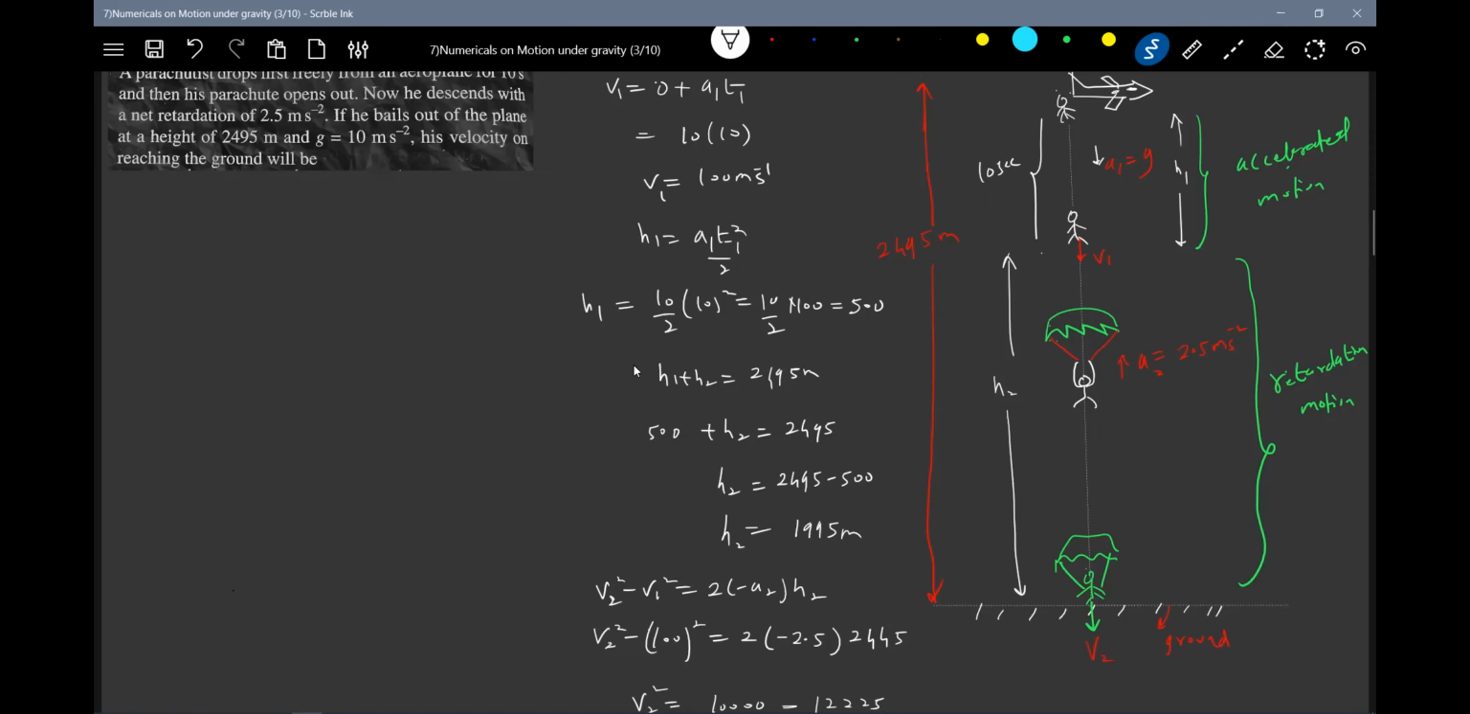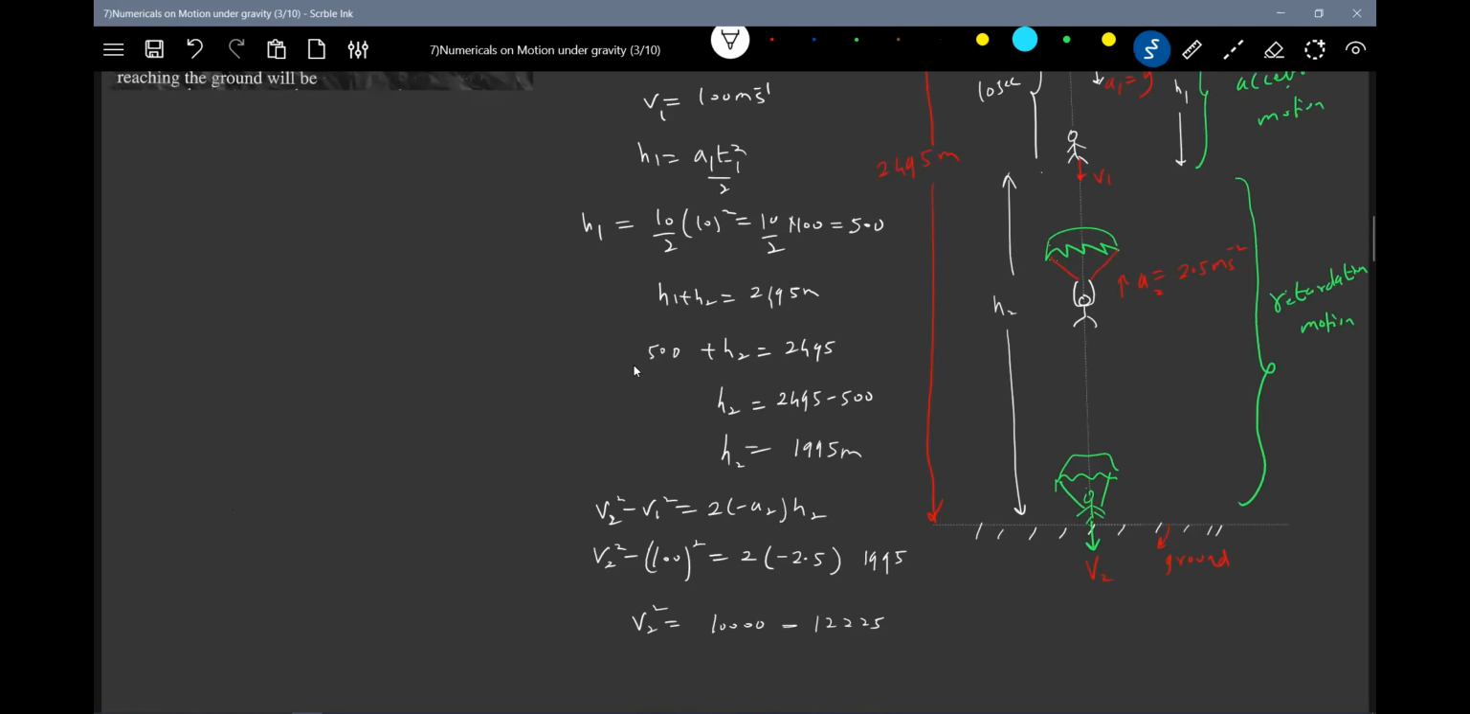2495 minus 500 is 1995. Okay, now V1 square is 10,000, minus 2 into 2.5 into 1995, which is 9975. So V2 square will end up as 25, and V2 will be 5 meters per second.